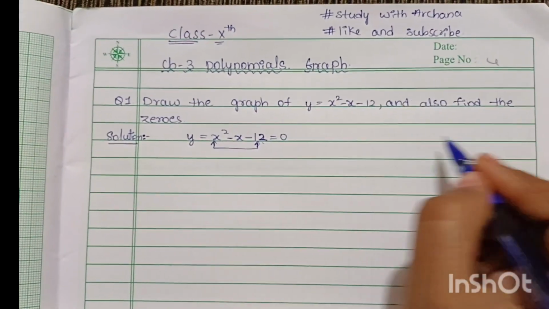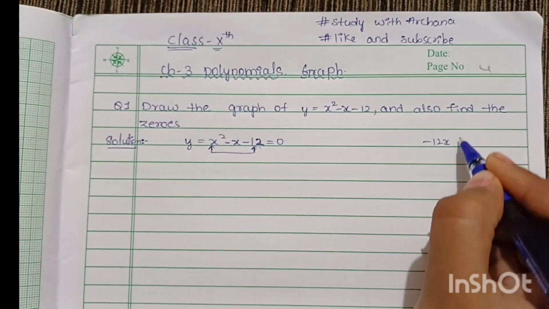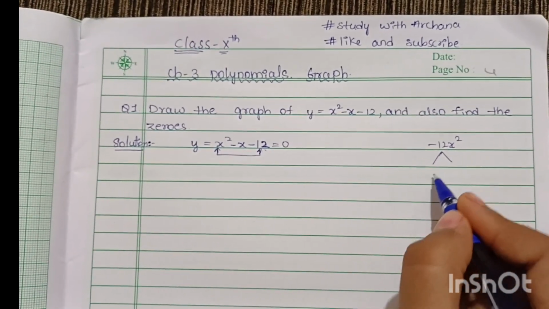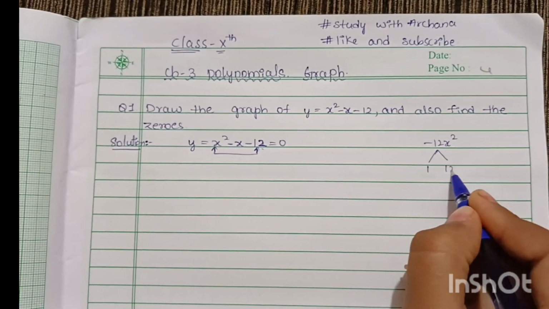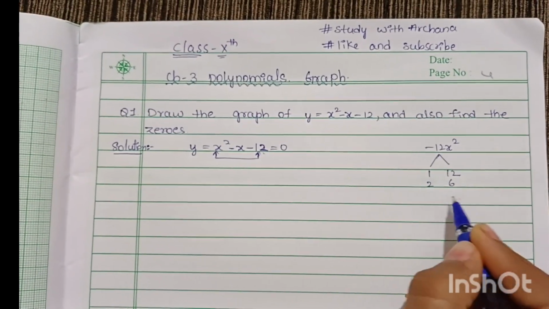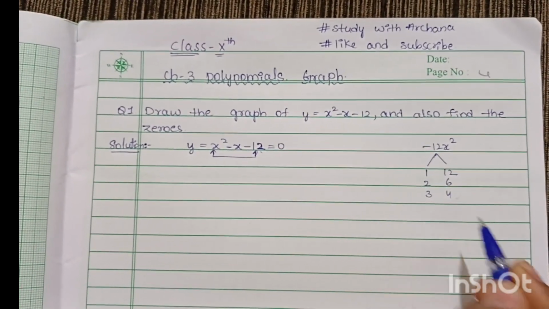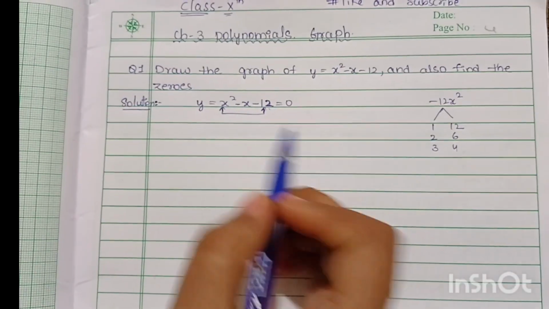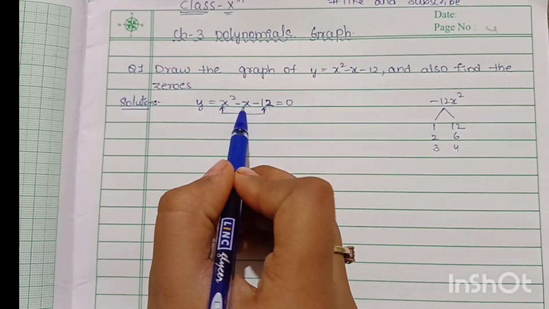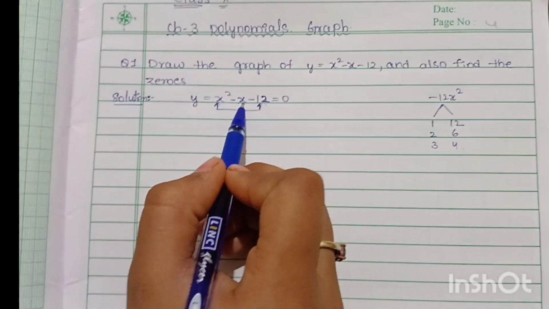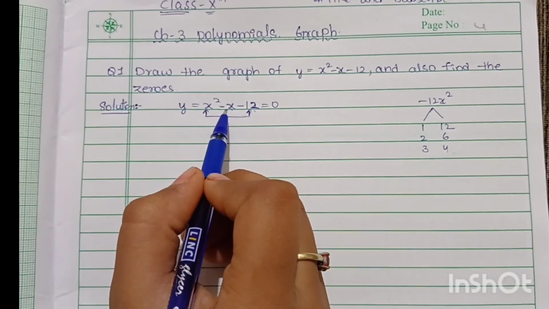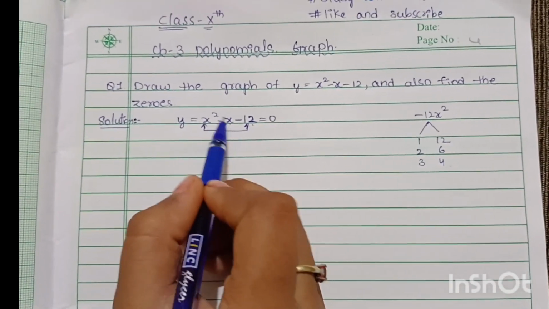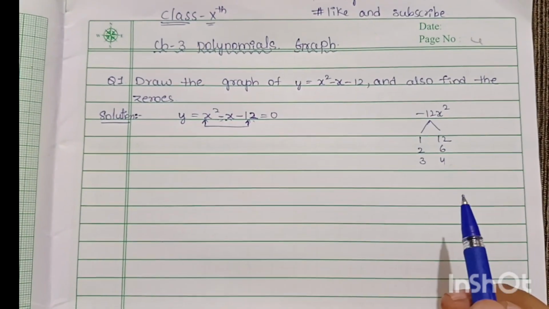First, x square minus x minus 12. So what are the factors of it? How can we get minus 12? 1 into 12, 2 into 6, 3 into 4, and the reverse of this. So how can we get minus 1? Here the coefficient of x is 1, right? Nothing is there means we will consider it as 1. So minus 1 is the coefficient. We have to get minus 1.